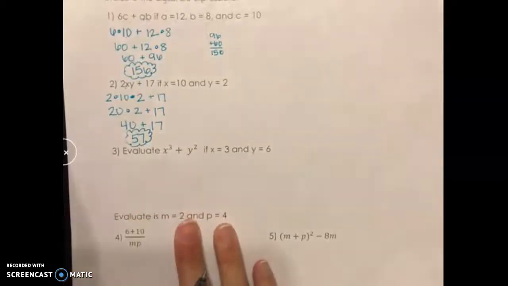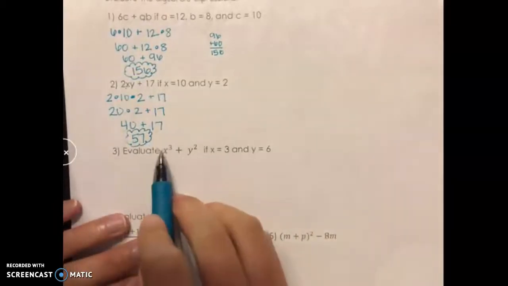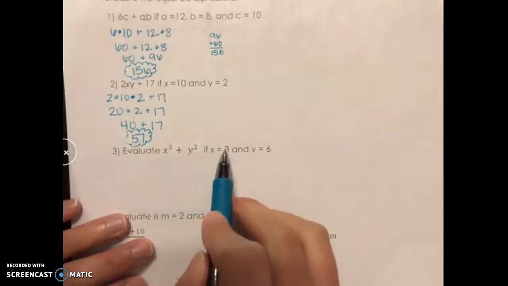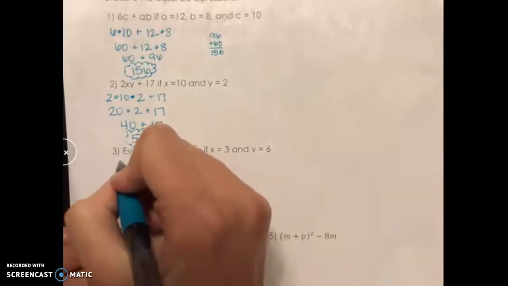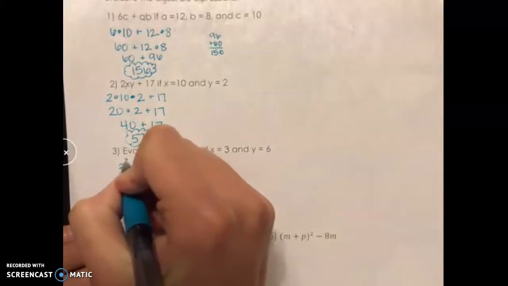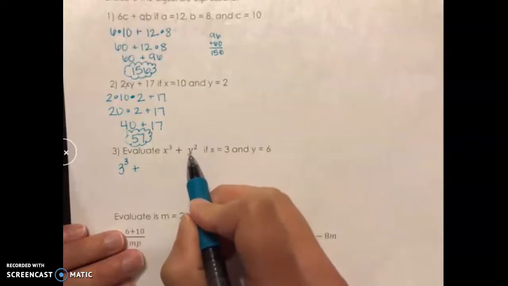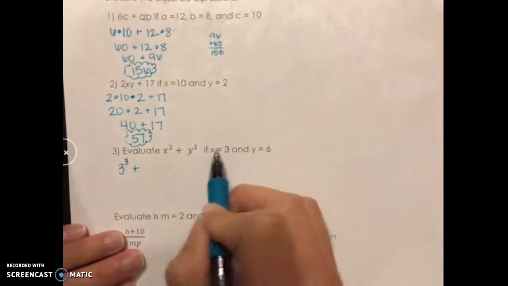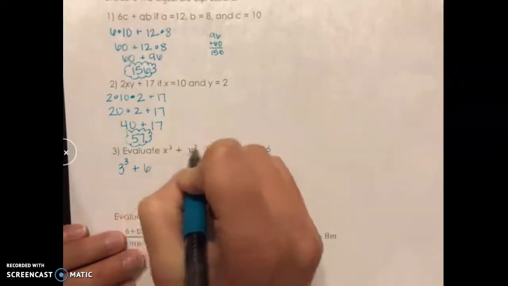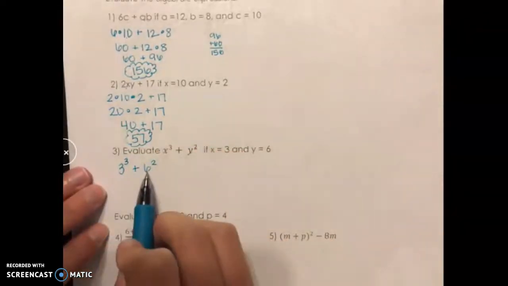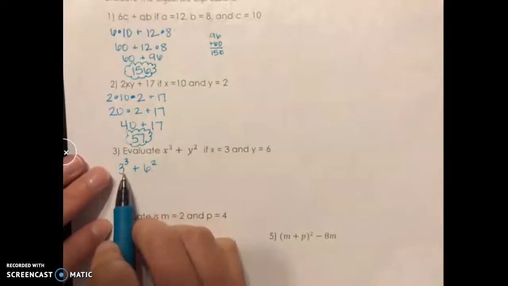It tells us all we have to do is just put the number in there. So evaluate x cubed plus y squared. If x equals 3, so what can we write in place of that x? 3. 3 to the third, or cubed, plus y squared. Instead of y equals 6, so we could put 6 in for y. So 6 squared. Okay, so do I have any parentheses? Nope. But I do have exponents, all right?